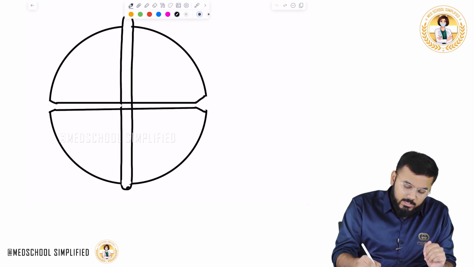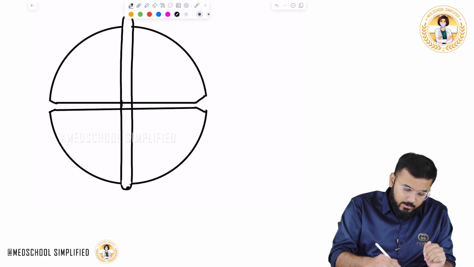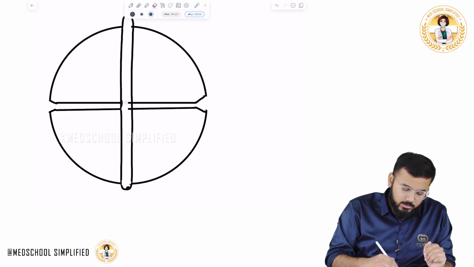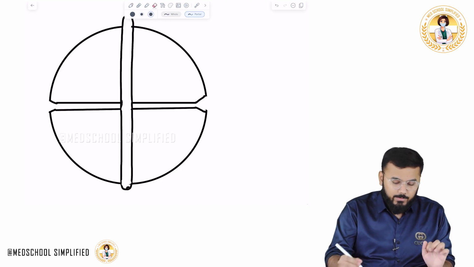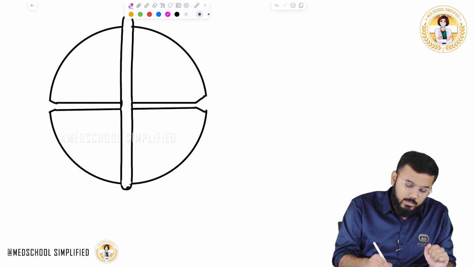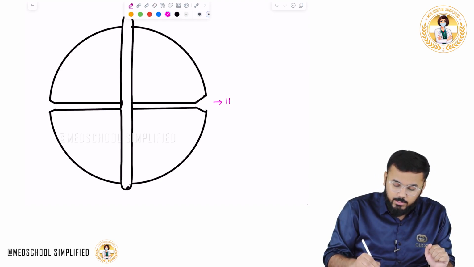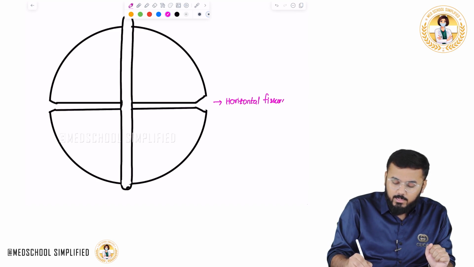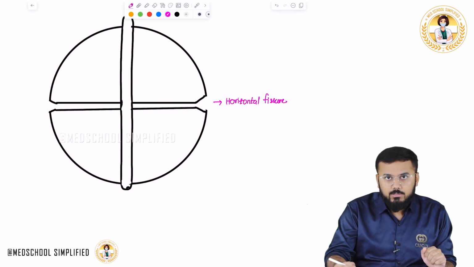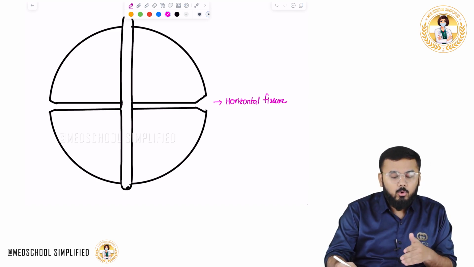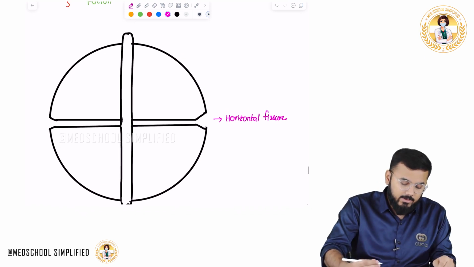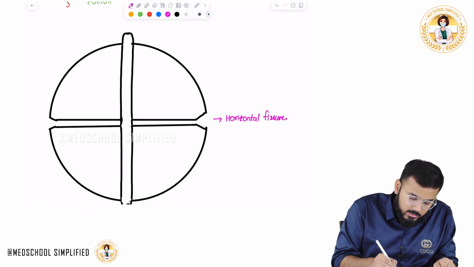And obviously the part which is in the center doesn't change, because this is your vermis. So what is this fissure which I have drawn? This fissure is called your horizontal fissure. In the same way, there are many more fissures as well as many more lobules within this cerebellum. So let us just have a rough look at what these things are.